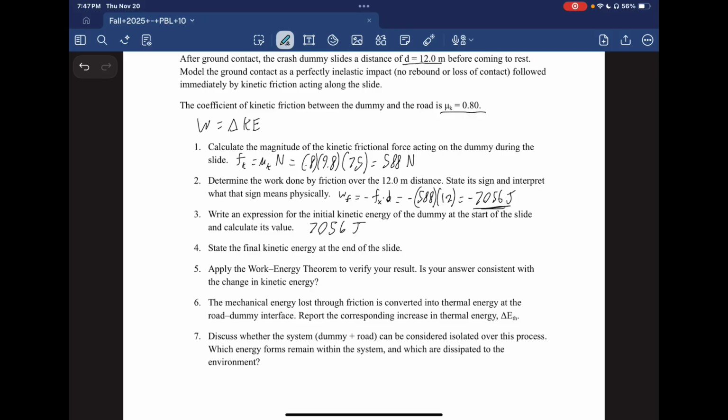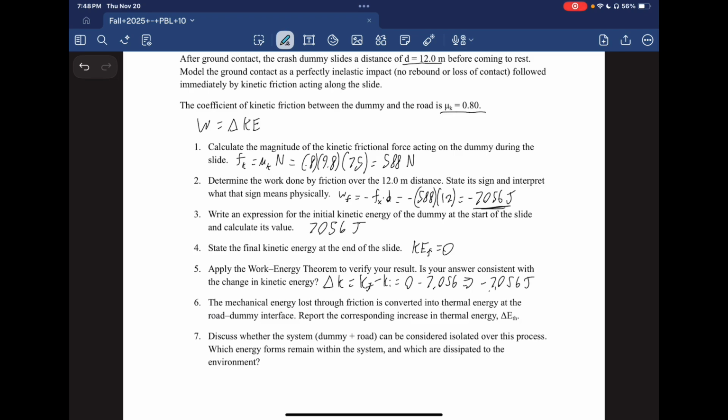Final kinetic energy at the end of the slide, well, he's not moving at the end of the slide, so final kinetic energy is just 0. And then apply the work-energy theorem to verify your result. Is the answer consistent with the change in kinetic energy? Well, we have change in kinetic energy is equal to K final minus K initial. K final we found to be 0. K initial we found to be 7,056. And so, yes, we get negative 7,056 joules, as one might expect.